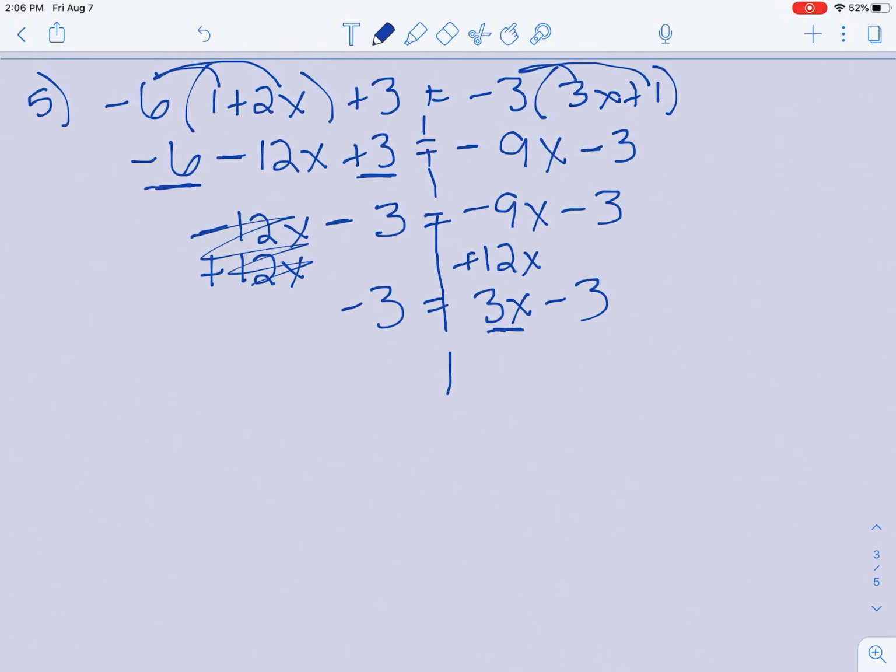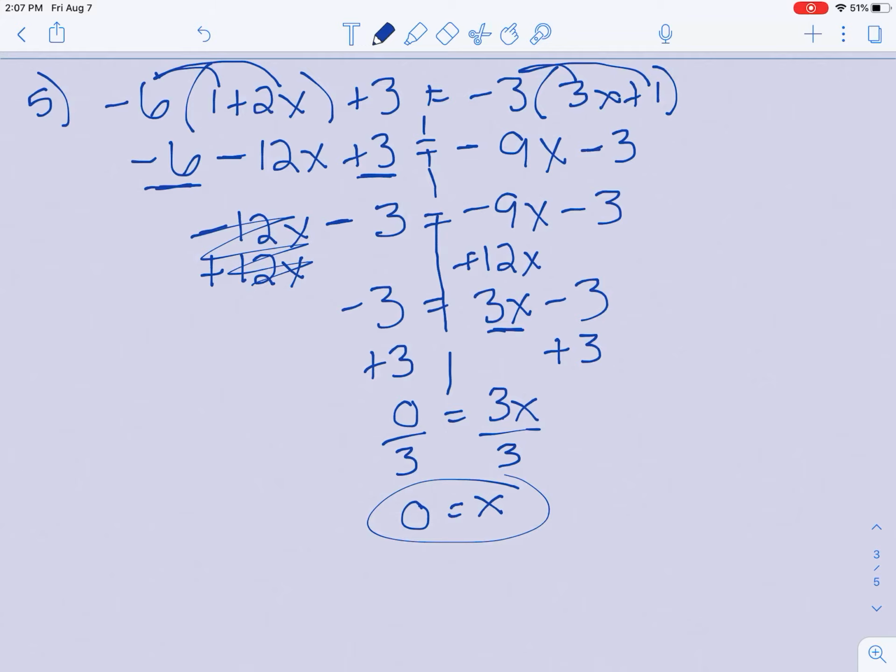I need to isolate my variable, so get 3x by itself. I have this minus 3 attached to them. The opposite of minus would be add. So I'm going to plus 3 on both sides to get 0 equals 3x. I have 3 times x, so I'm going to divide by 3 on each side. And 0 divided by anything is 0, so 0 equals x is your answer.